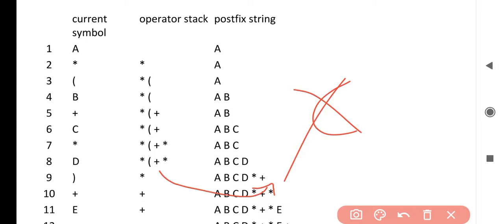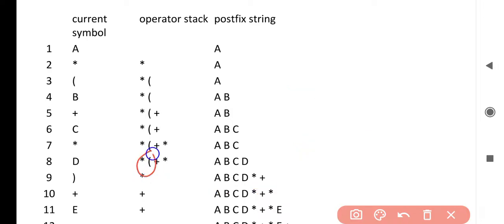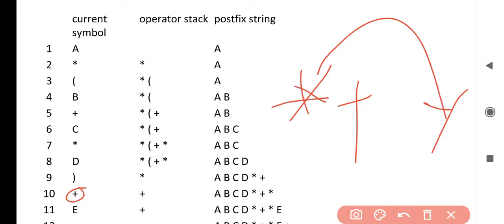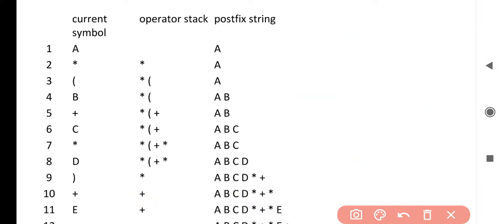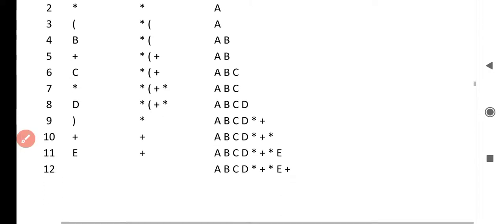And then after removing this opening round bracket, what remains? Only star remains in the stack. Star means multiplication operator, right? Now plus is there. Now you have to check, right? Plus is a small operator. A small operator cannot sit over a larger operator, so star plus is not possible. So what you have to do? You have to remove this star to the postfix. That's why I have removed this star to the postfix here, and then I have just kept the plus operator here, right? So this step is important. You have to remember this thing.